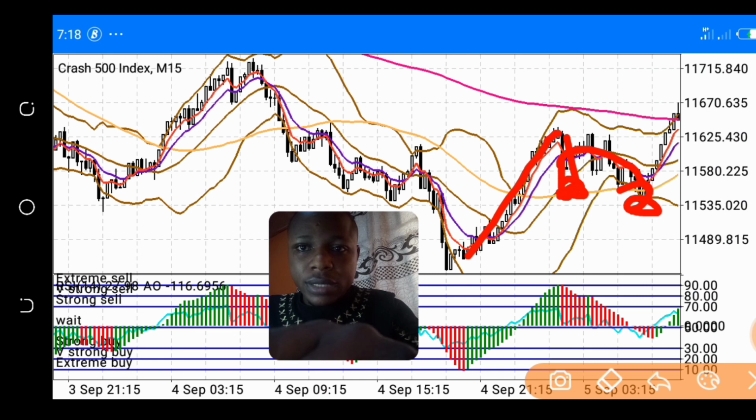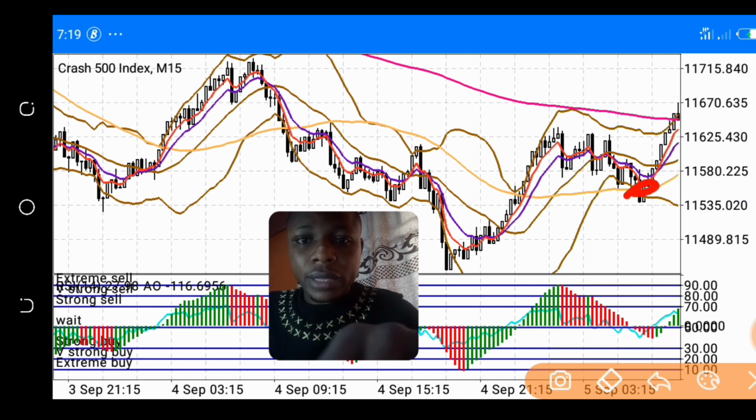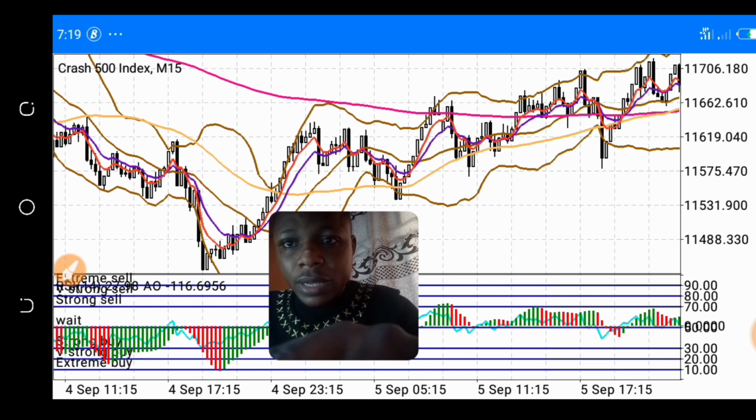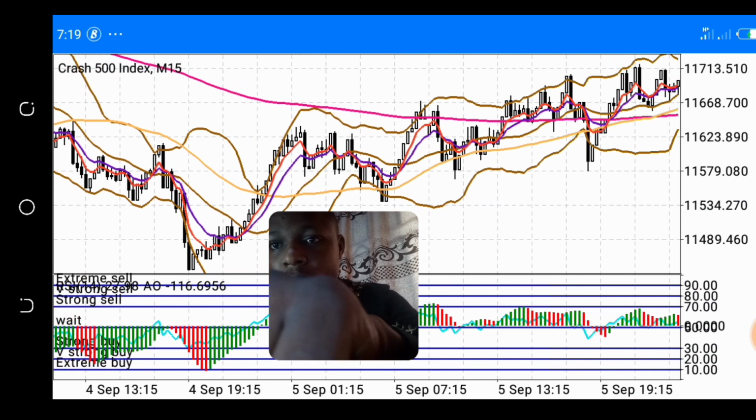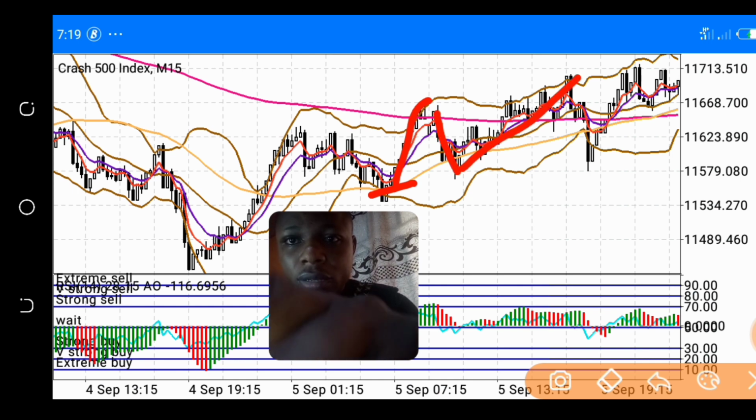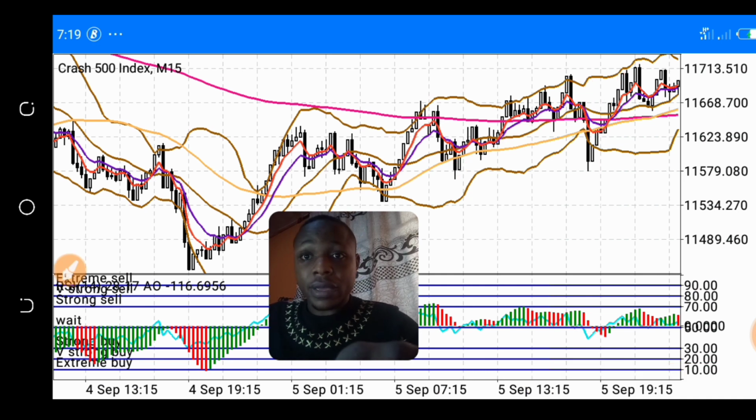It tried to test it here but failed, but it came back here to test it. It came back here and tested the SMA 50. So that SMA 50 is a very strong tool. You see, if you have bought over here, you are in profit. It came back to test it again, up, came back, though it broke it a little bit, but came back up again. So that's SMA 50 for you.